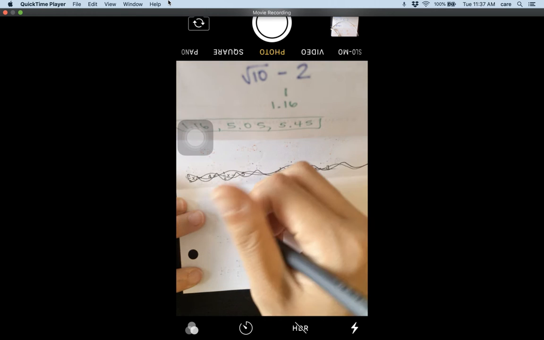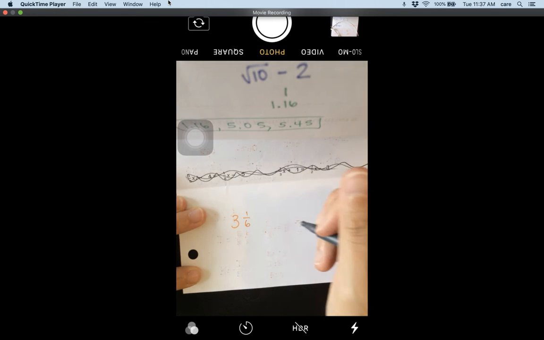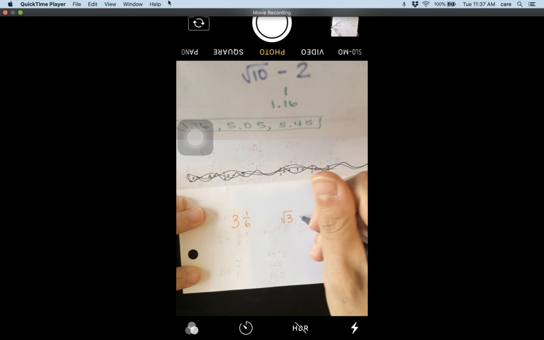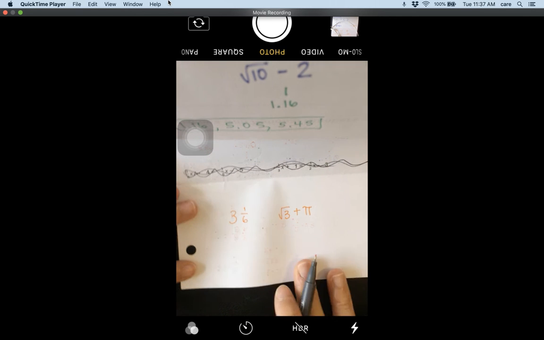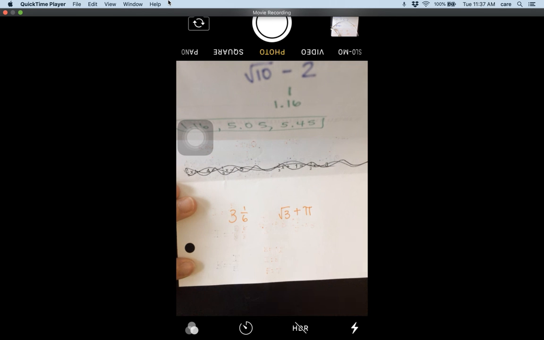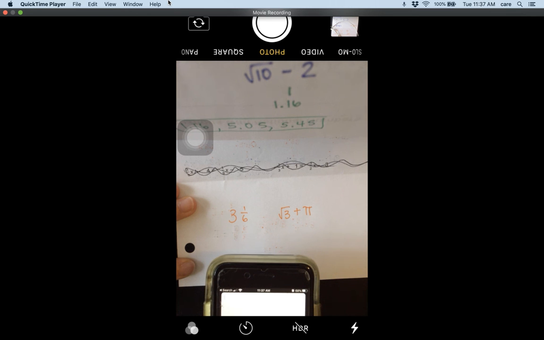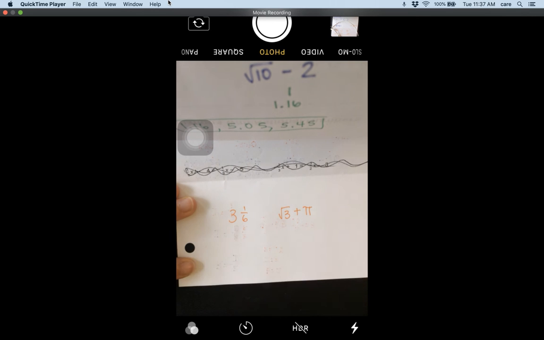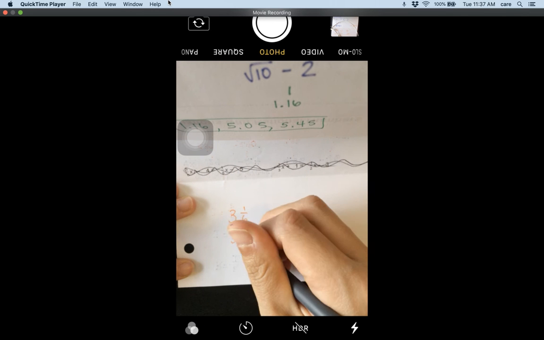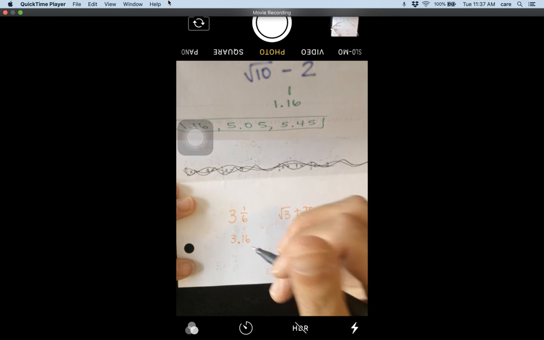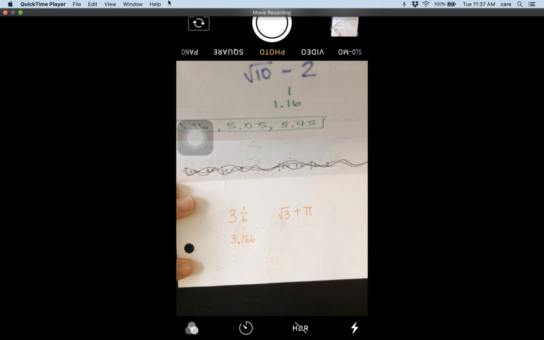Okay, last one, and then we're done for the day. Let's say I have 3 and 1/6 versus the square root of 3 plus pi. Okay, well, I don't really know what they are because I don't know them as decimals. So let's figure that out. So 3 and 1/6. 1 divided by 6 in my calculator is 0.16 repeated. So really I have 3 wholes, and 1/6 repeated. So like 3.166, let's just say that.